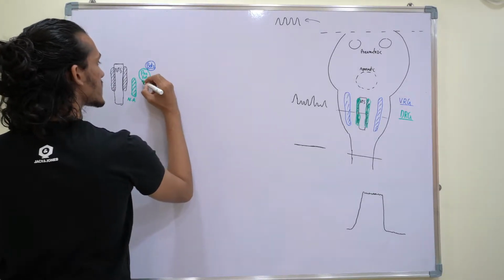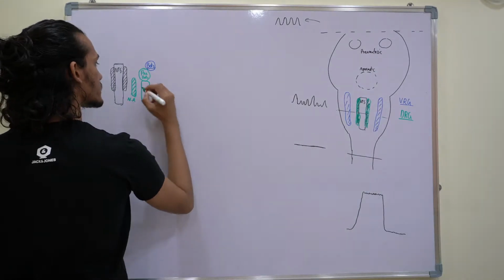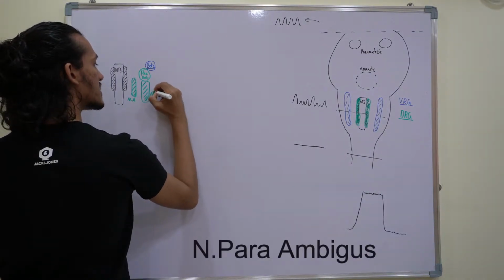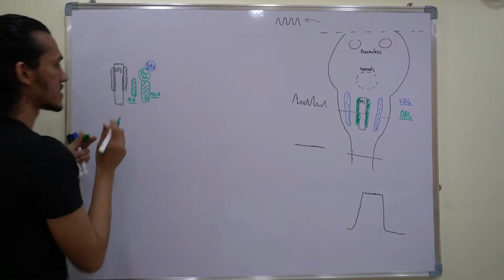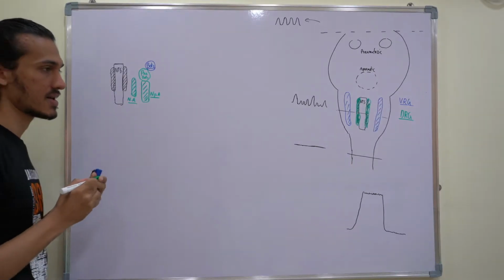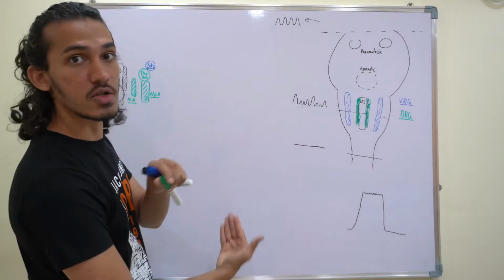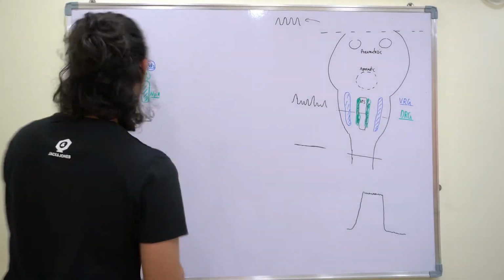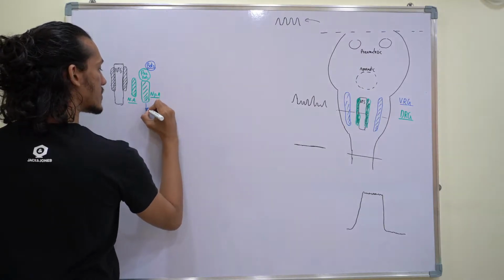So over here we got the nucleus paraambiguus. So we got the nucleus ambiguus over here, nucleus paraambiguus. And what is there behind that goes around? That is retroambiguus. So we got the nucleus retroambiguus over here.